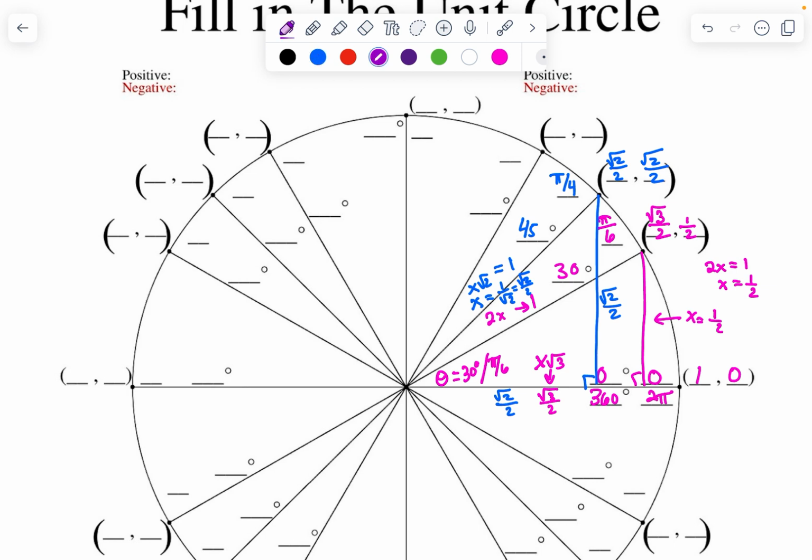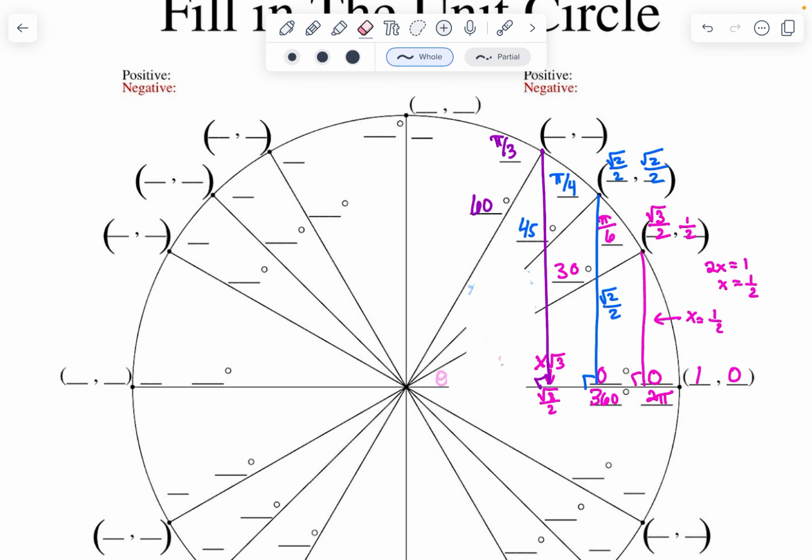All right, so if we build up then to a 60-degree angle, which is pi thirds in terms of radians. So now if we draw our right triangle, let me erase some of this other stuff so we can kind of see through the madness a little bit easier.